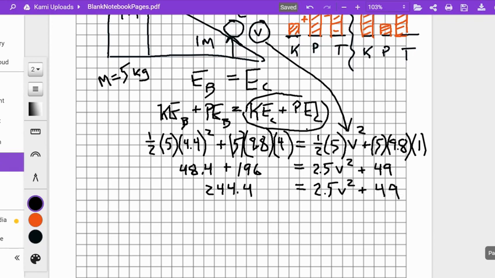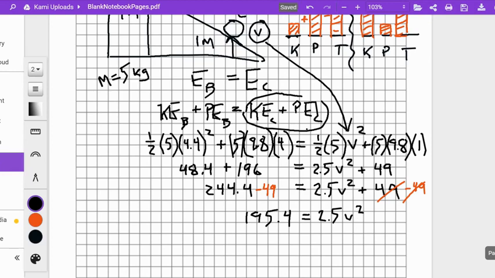I'm almost done. I want to solve for velocity. And the way that you solve for velocity is the first thing you do is we're going to subtract 49 from both sides. And that will get rid of it here. So 244.4 minus 49 gives me 195.4. And then I just carry down 2.5 v squared.